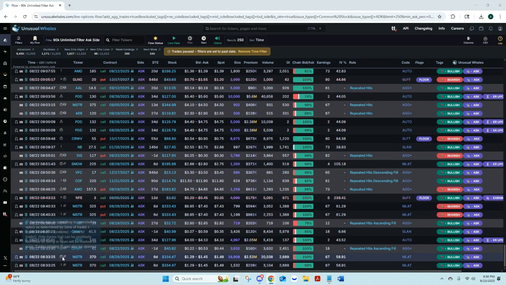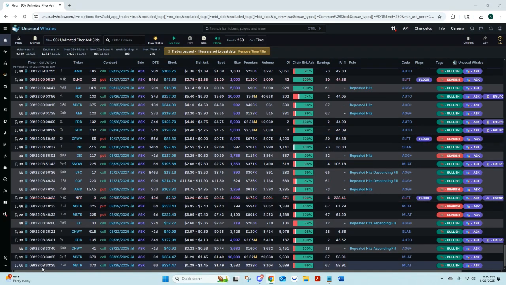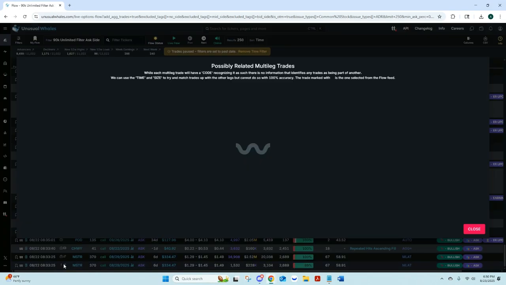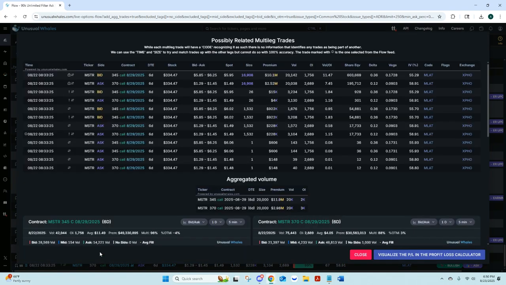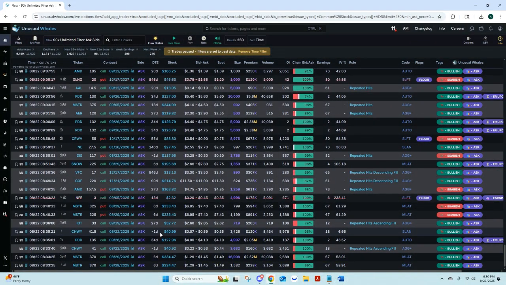So like MicroStrategy here, these came in pretty much right at open, Central Time. If you are into multi-legs and kind of seeing that, you can just pull it up in here. It'll show you some possibly related trades with that one. But I'm avoiding that. So first up here, I see these Chewies come in.